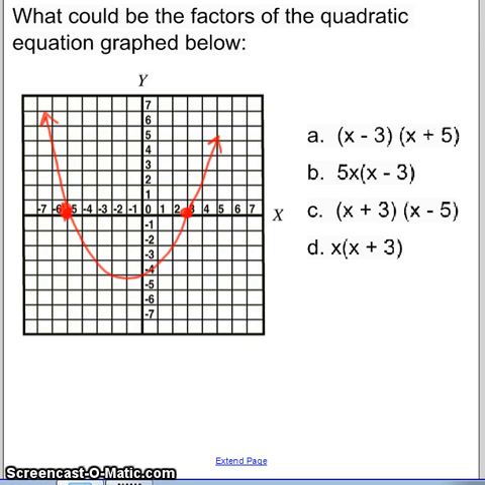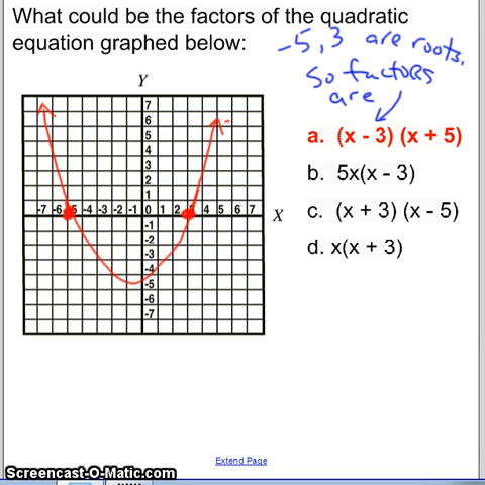And finally, they'll give you a graph, and they'll ask you to figure out what the factors are based on the graph. So you have to do two things. The first thing you do is figure out the answers. The answers are -5 and 3. So we need to figure out which one of these sets of factors make -5 and 3 into zeros. And it's going to be this top one, because 3 minus 3 is 0, and -5 plus 5 is 0.